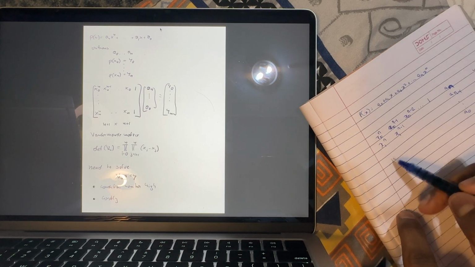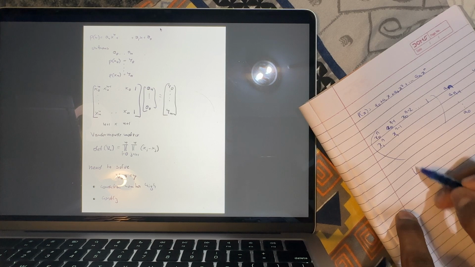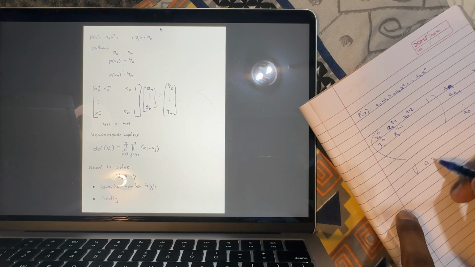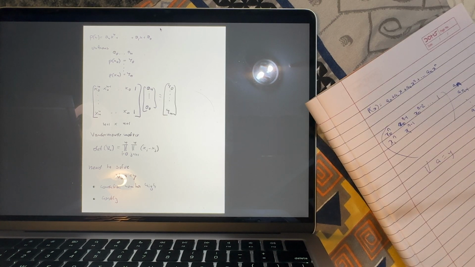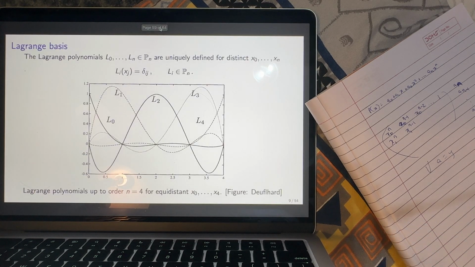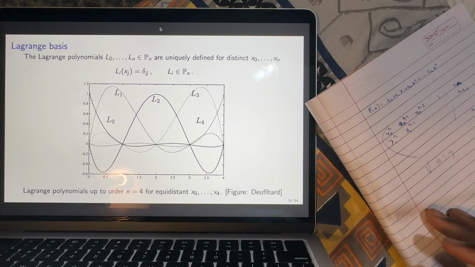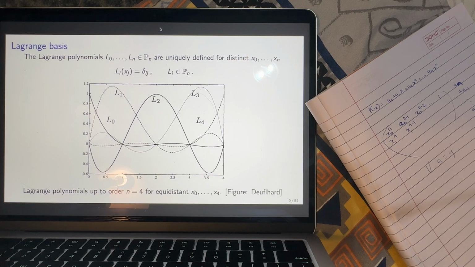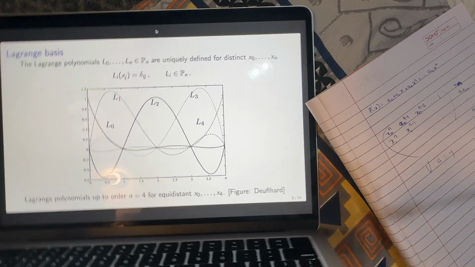This is known as the Vandermonde matrix. We are going to solve the Vandermonde system Va equals y. The condition number of the Vandermonde matrix is very high, and that's why we don't use the monomial basis. Let's look for another basis: the Lagrange basis. Where was Lagrange from?